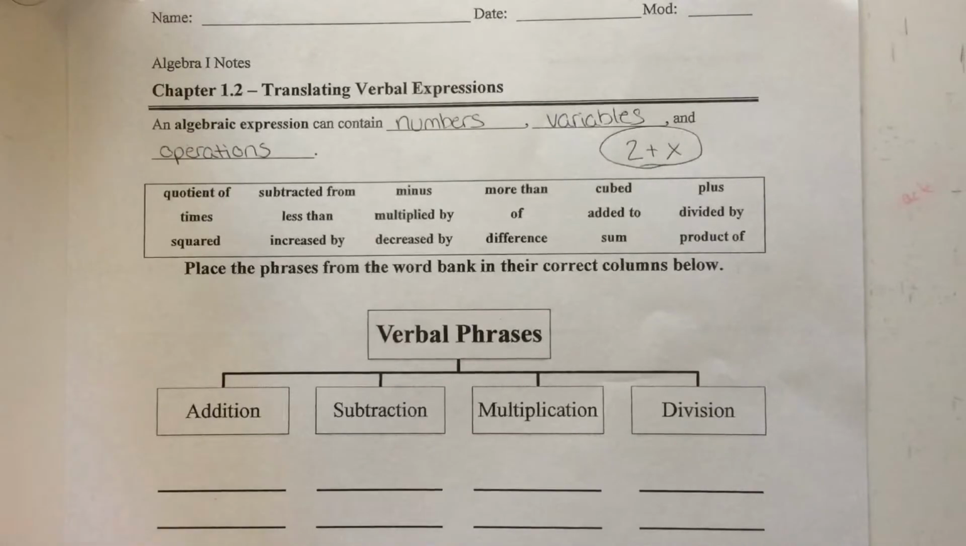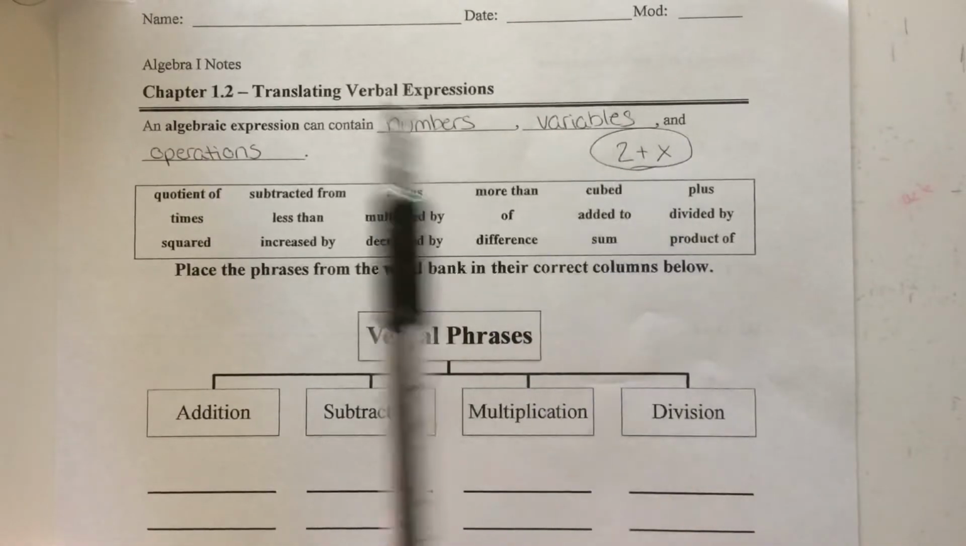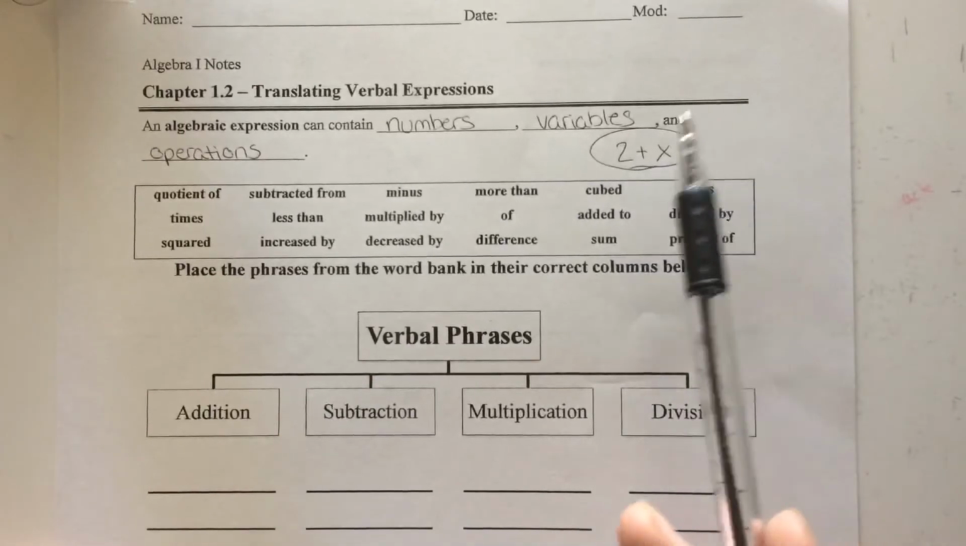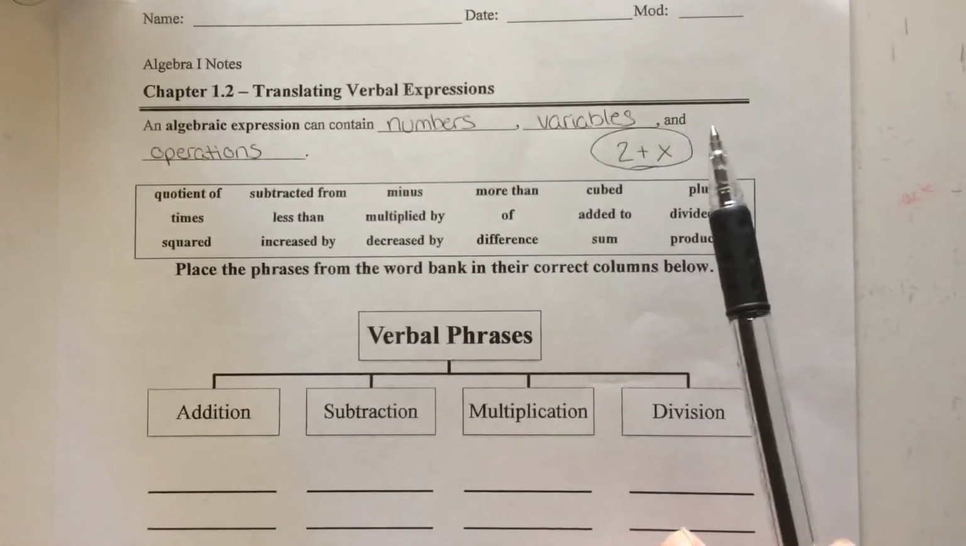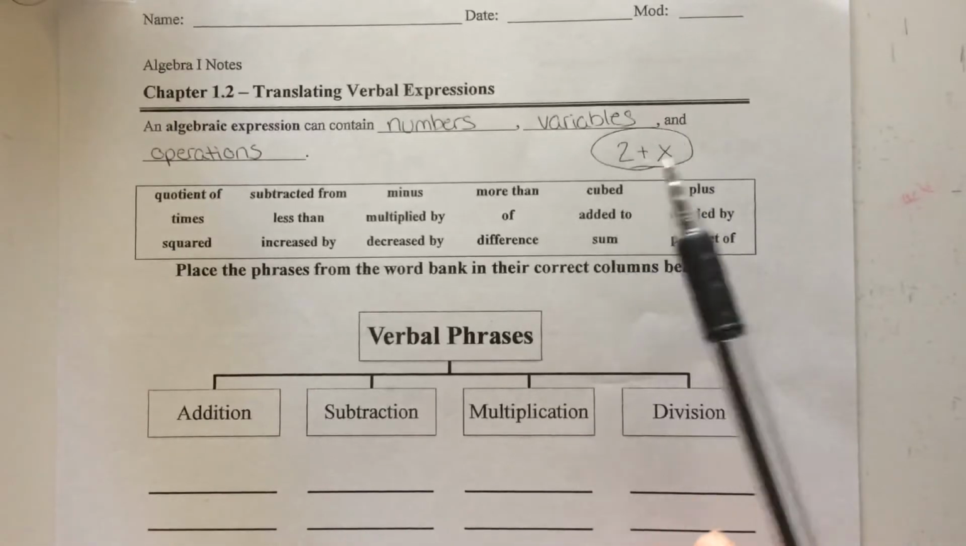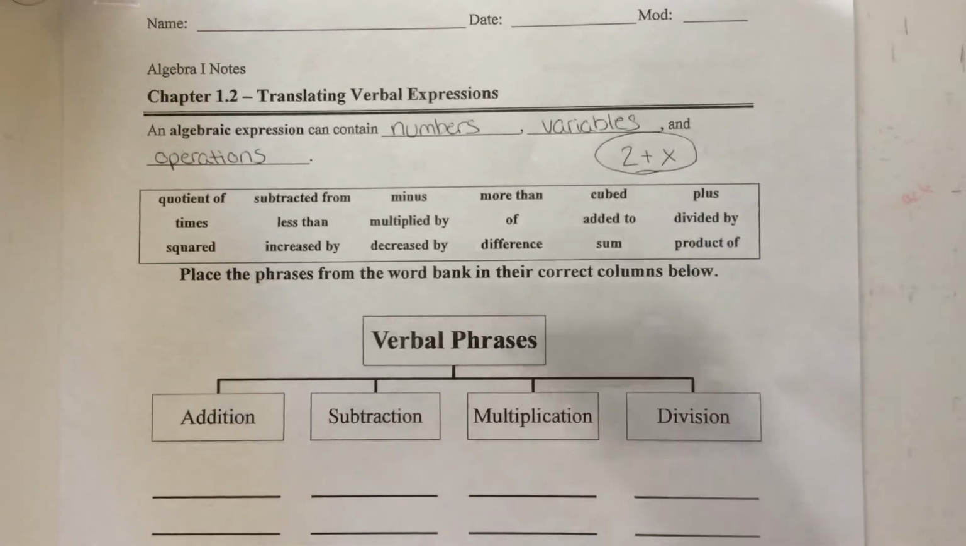Okay, so let's get started. What we're going to be doing is taking expressions that are written verbally, meaning in words, and turning them into math problems, or translating them rather into math terms, and then taking these math expressions and translating them back into words. So we're going to be going back and forth. It's very important to know how to do both.